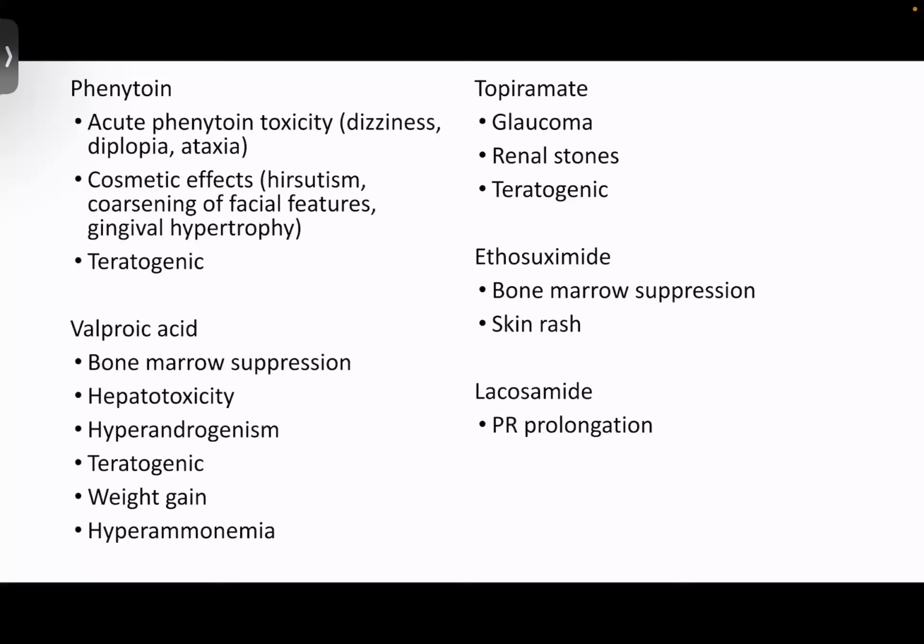Coming to topiramate, it can cause glaucoma, renal stones, and again it is teratogenic. Ethosuximide can cause bone marrow suppression and skin rashes. Lacosamide can cause PR interval prolongation and even heart block.